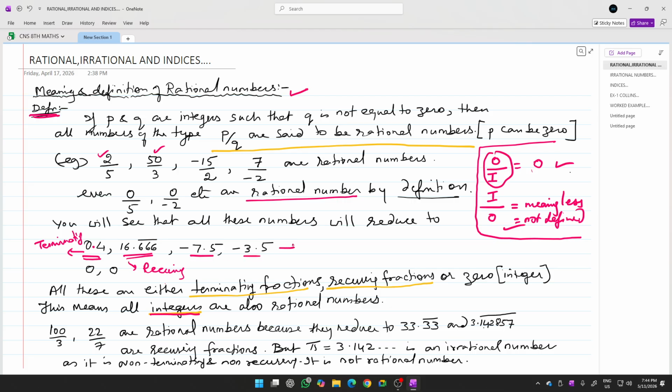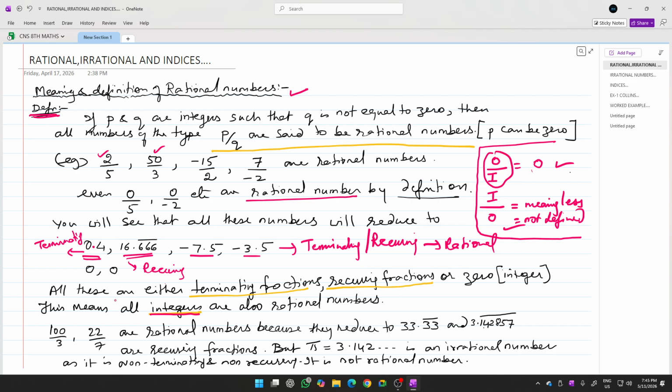But here we are calling them rational numbers because they are either terminating or they are recurring. So if a fraction is terminating or if a fraction is recurring, then it is known as a rational number. So this is the second approach.